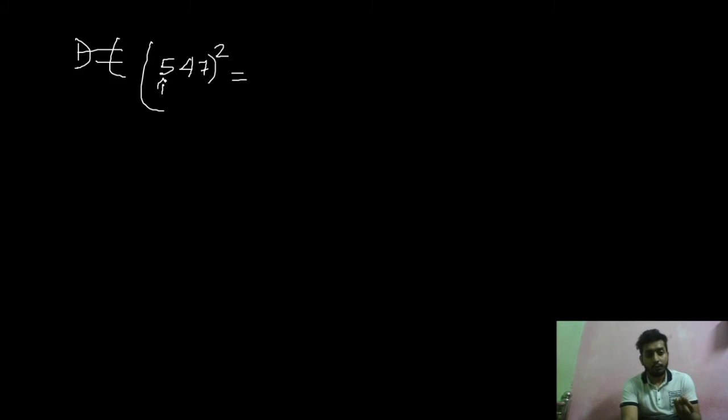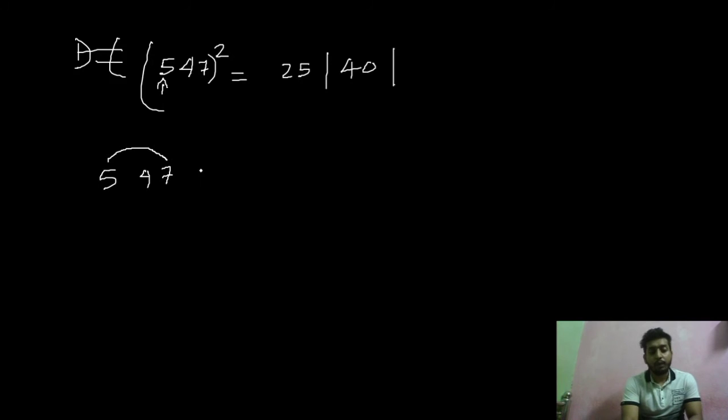Now I need to find the duplex of 5. So the duplex of 5 is 25 slash, again you have to find the duplex of 54. What will be the duplex of 54? The duplex of 54 will be 2 into 5 into 4, that is 40 slash, again I need to find the duplex of 547. So what will be the duplex of 547? I have to multiply 5 into 7 into 2, that is 70 plus 4 square, that is 16 slash.